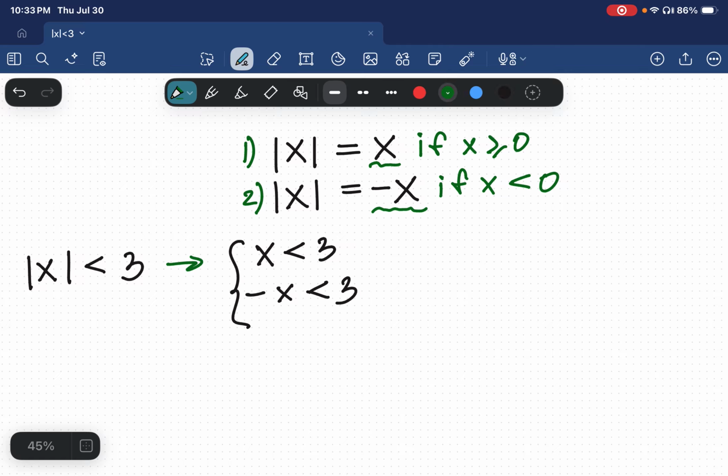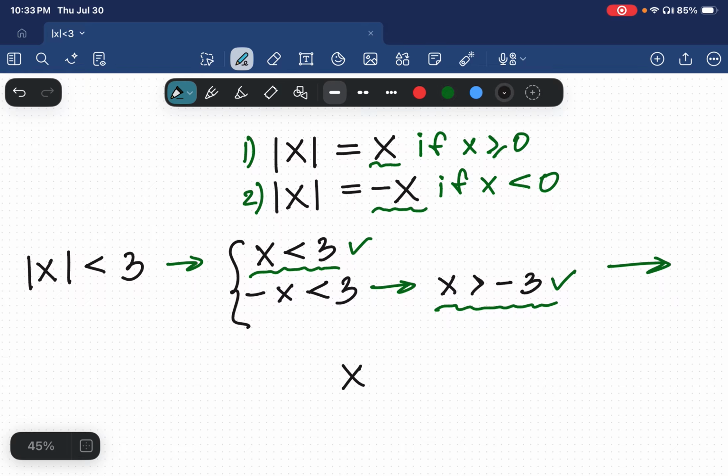Now we already have the first part of our answer. And we solve the second inequality by multiplying it by negative 1, which flips its sign. And we have x is more than negative 3. Now we have two conditions: x is less than 3 and x is more than negative 3. And now we just combine them because both of them must be true. And we get x is more than negative 3 and less than 3.